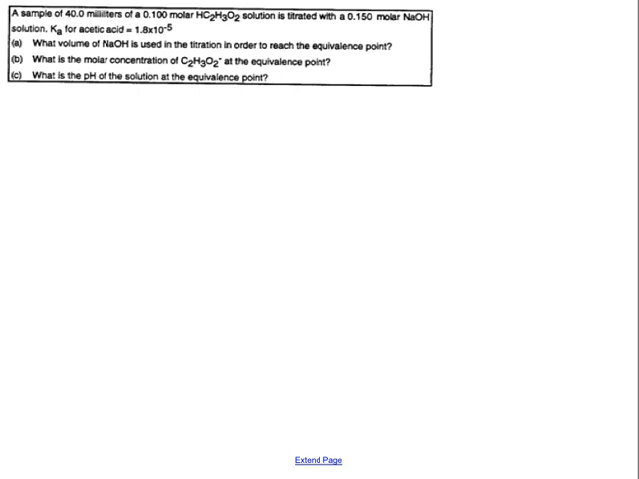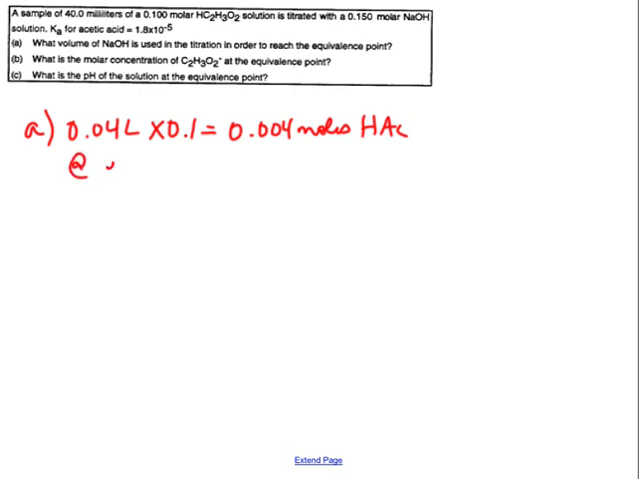Well, I know that at the equivalence point, my moles of acid is equal to my moles of base. I know exactly how much acid I'm using, because that's what's in the sample. So I'm going to take 0.04 liters times 0.1 of the acid, and that's going to give me 0.004 moles of acetic acid. Again, at the equivalence point, H plus is equal to OH minus moles.